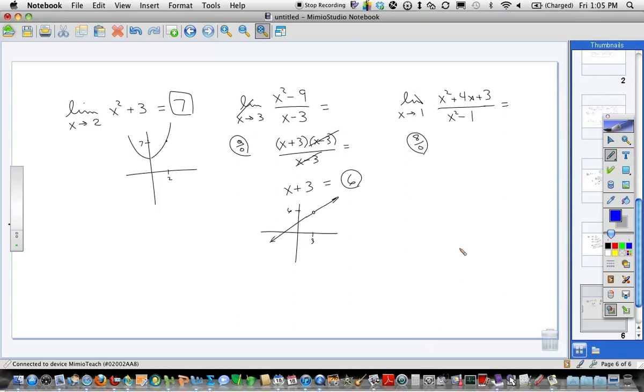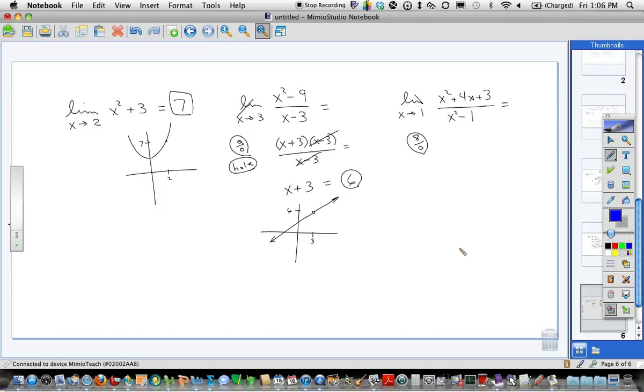0 over 0 is going to mean a hole in the graph. A hole in the graph, as we saw here, means the limit is still going to be there. Because a hole in the graph typically means that the y values meet, as you're going to see here in a little bit on this video.